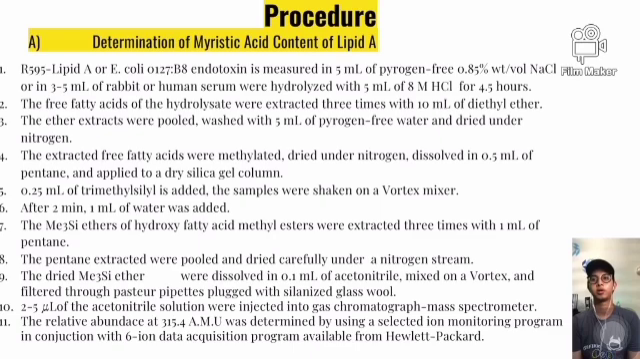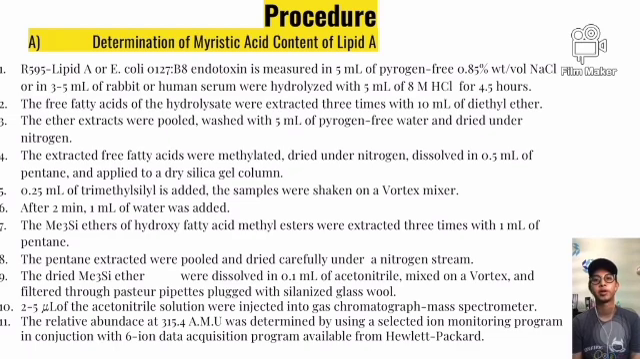The procedure of determination of myristic acid content of lipid A. R595 lipid A or E. coli O127:B8 endotoxin is measured in 5 ml of pyrogen-free 0.85% weight per volume sodium chloride, or in 3 to 5 ml of rabbit or human serum, and hydrolyzed with 5 ml of 8 molar hydrochloric acid for 4.5 hours.